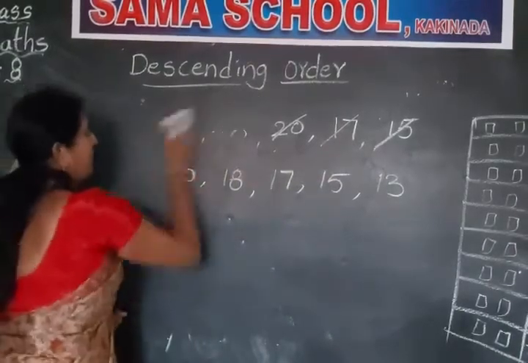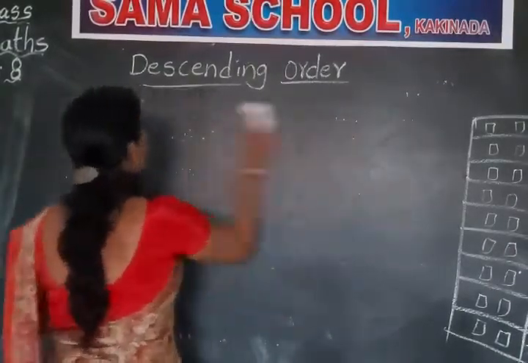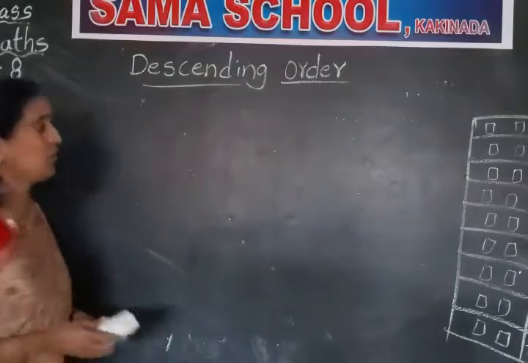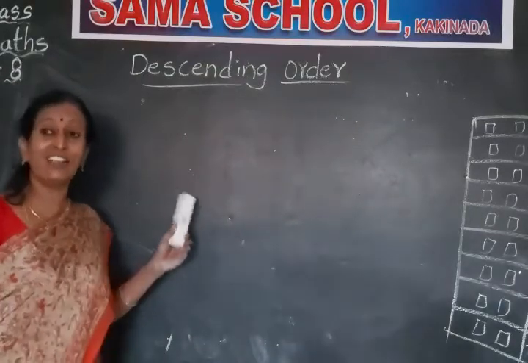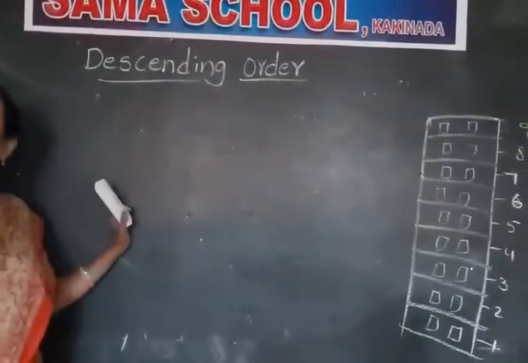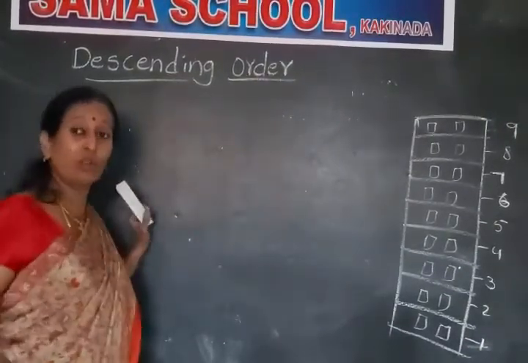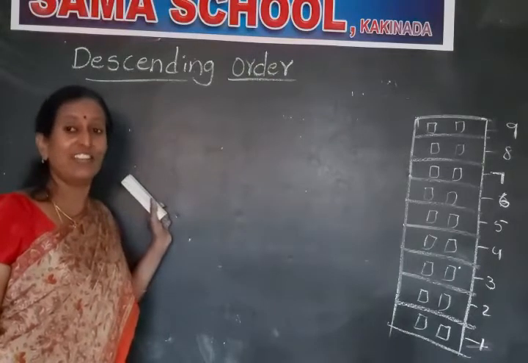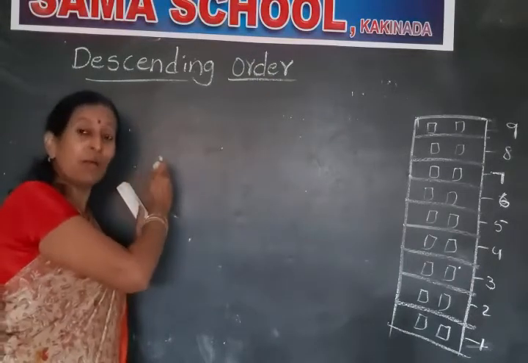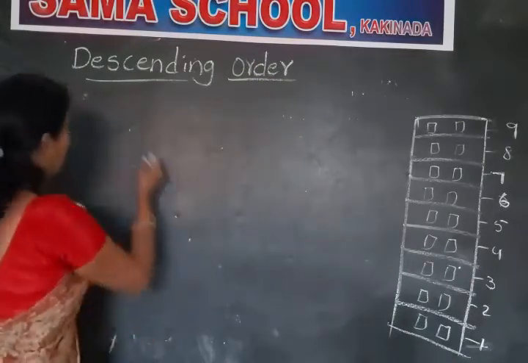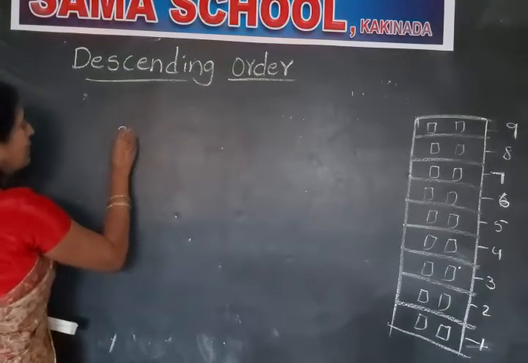I'll give you one more example. Do you understand, children? What is the descending order? Descending order means to arrange the numbers from the biggest number to the smallest number. Now I'll give one more example.